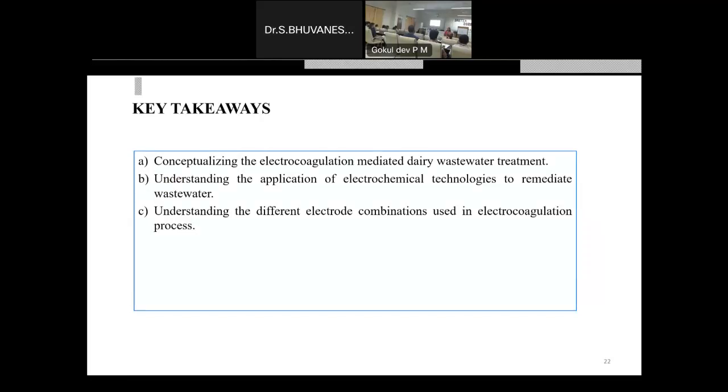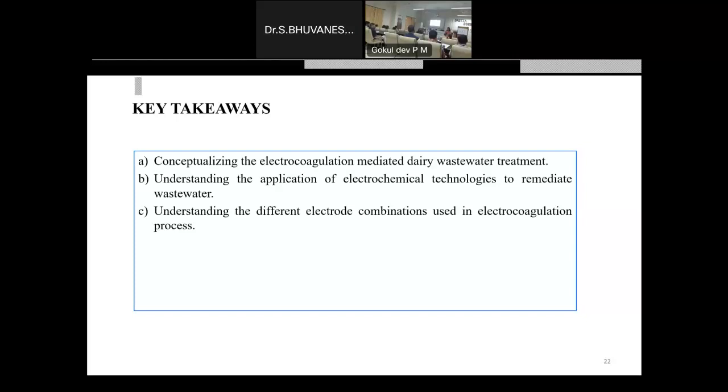Different alloy electrodes can be used for wastewater treatment. Next, using electrochemical methods for remediating water. Next is different electrode combination, same thing only. Different electrode combination, alloy electrode, electrocoagulation, or we can change the reactor setup also.